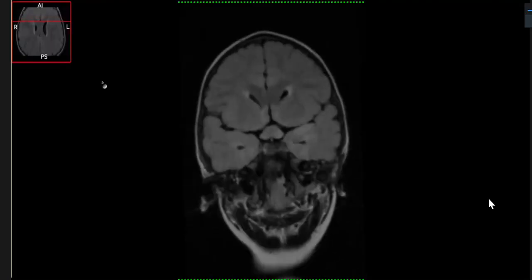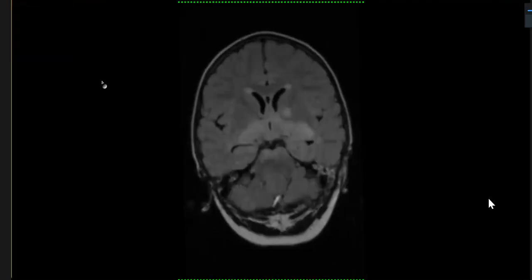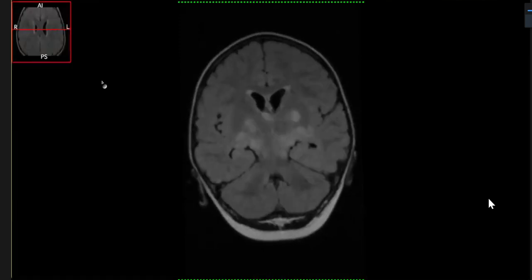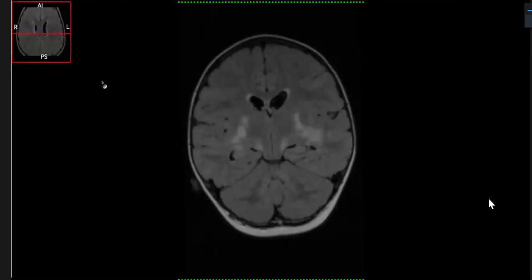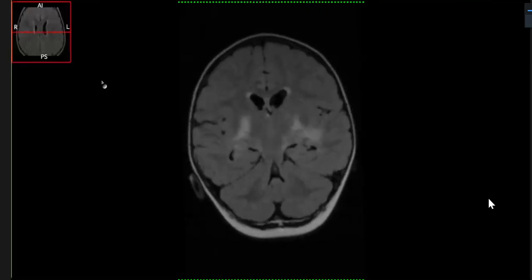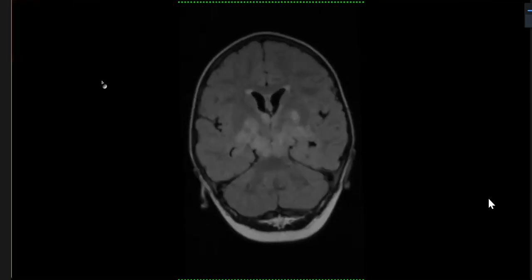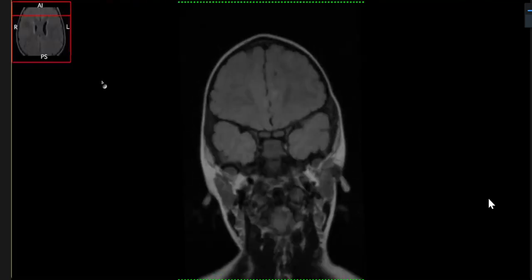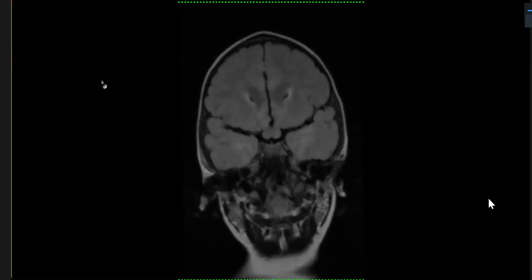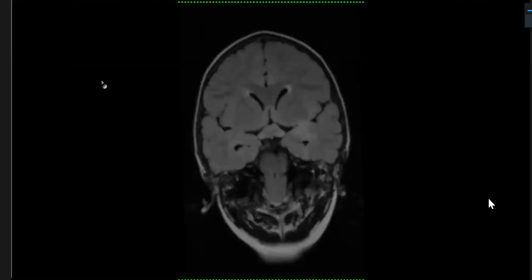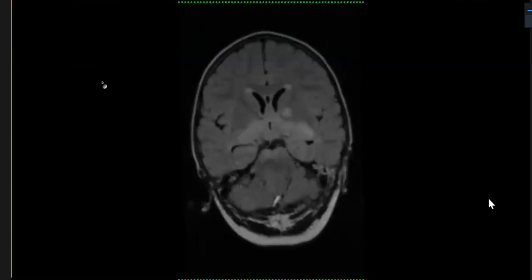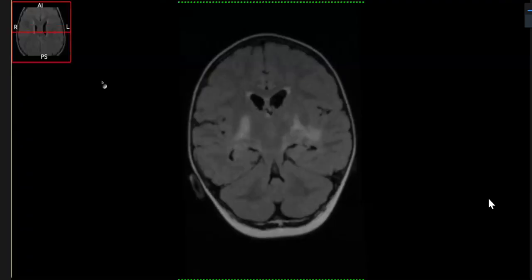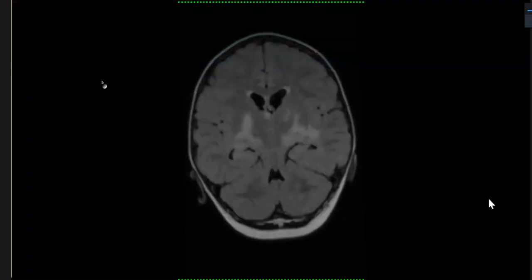So can I see DWI? No restriction. Okay. So these abnormalities are not restricting, so hypoxic injury is less likely. Sir, is there any relevant history of the baby? Nothing relevant. It can also be some leukodystrophy involving the deep gray nuclei. So mitochondrial disorders and TORCH infection are my top differentials in this case.